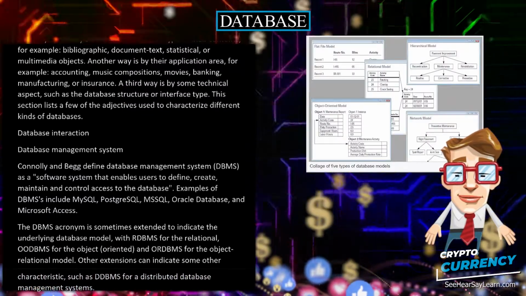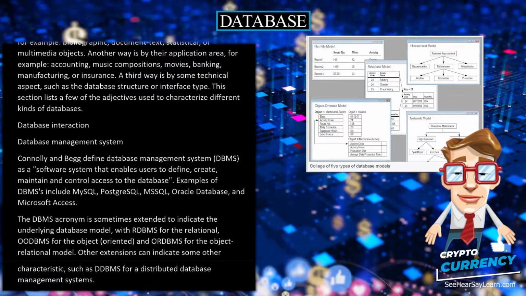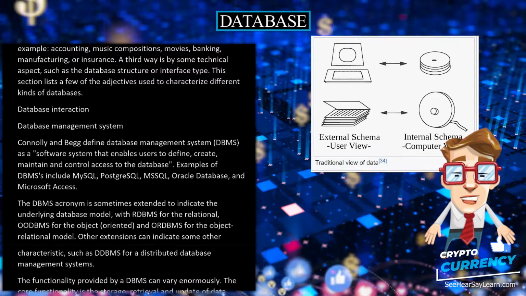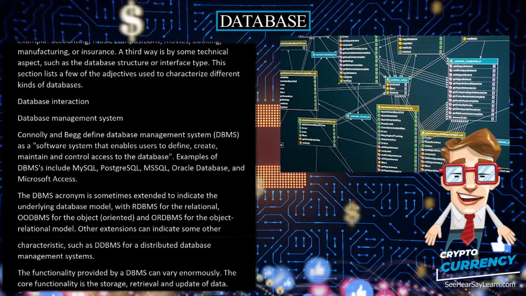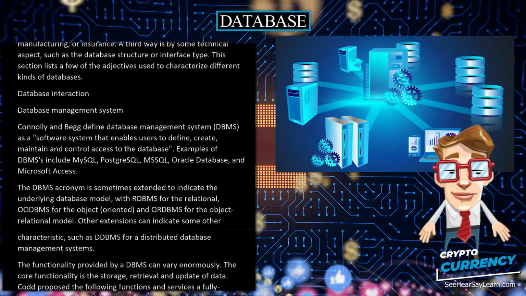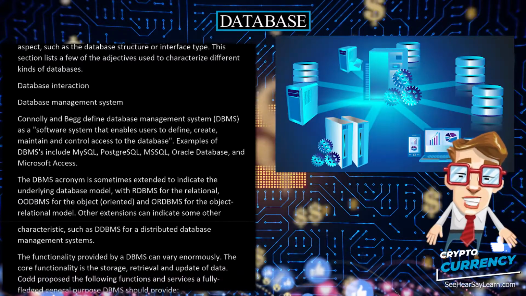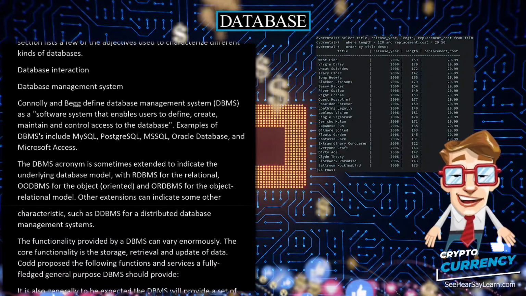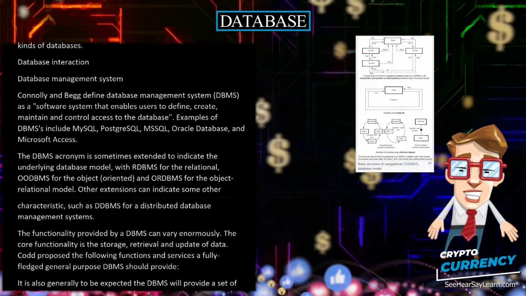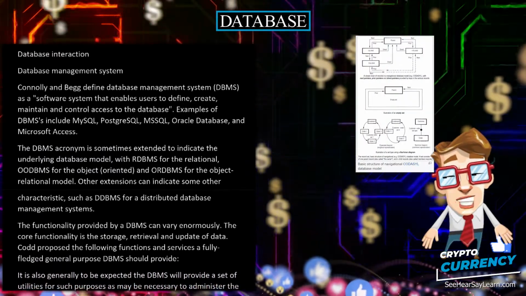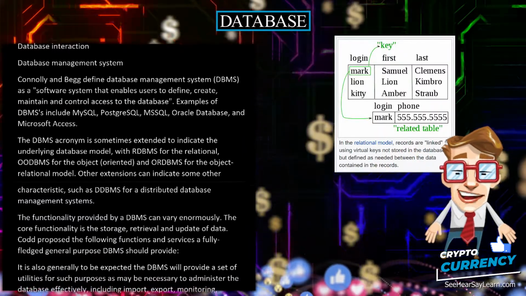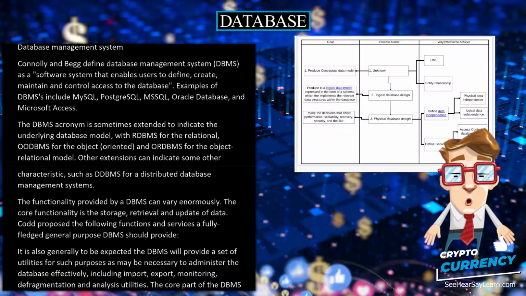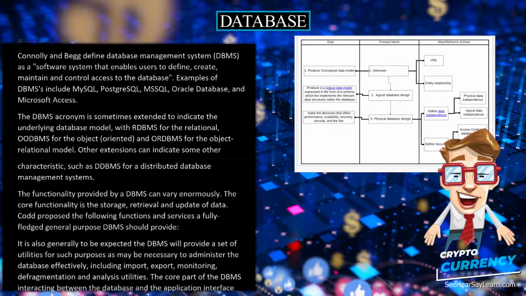Database interaction. Database management system. Connolly and Begg define Database Management System, DBMS, as a software system that enables users to define, create, maintain and control access to the database. Examples of DBMSs include MySQL, PostgreSQL, MS SQL, Oracle Database, and Microsoft Access. The DBMS acronym is sometimes extended to indicate the underlying database model, with RDBMS for the relational, ODBMS for the object-oriented, and ORDBMS for the object-relational model.